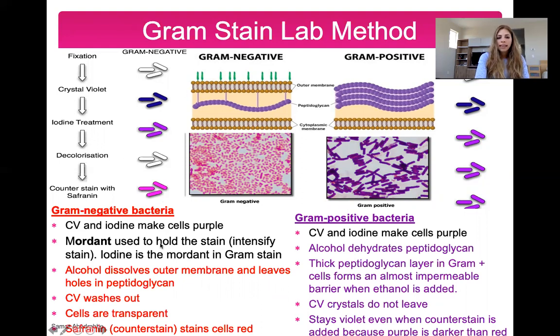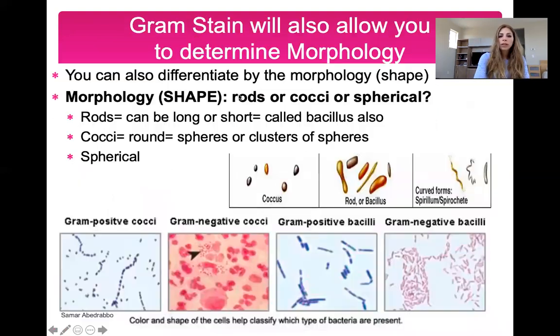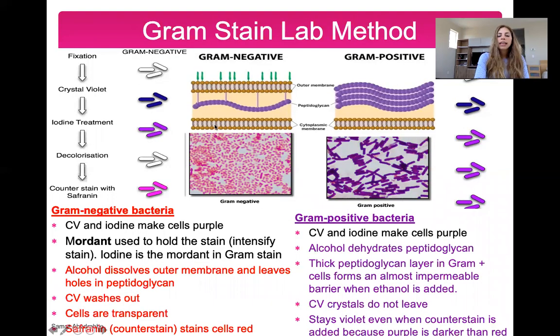With gram-negative bacteria, the alcohol dissolves the outer membrane, so you get holes in the peptidoglycan. Oh, let me go back. So then the crystal violet ends up washing out. So the cells are clear after we add alcohol. They only turn red once we add the counterstain, which is the secondary stain.